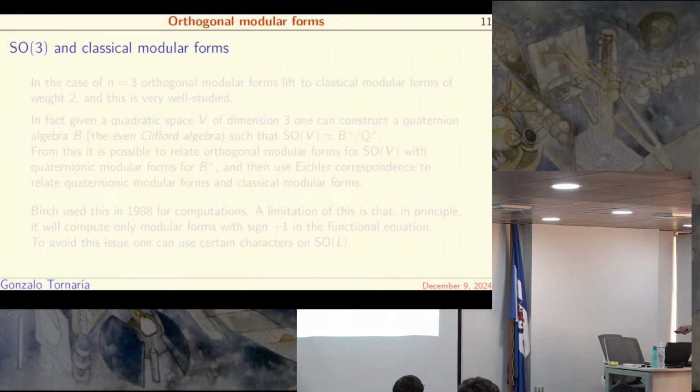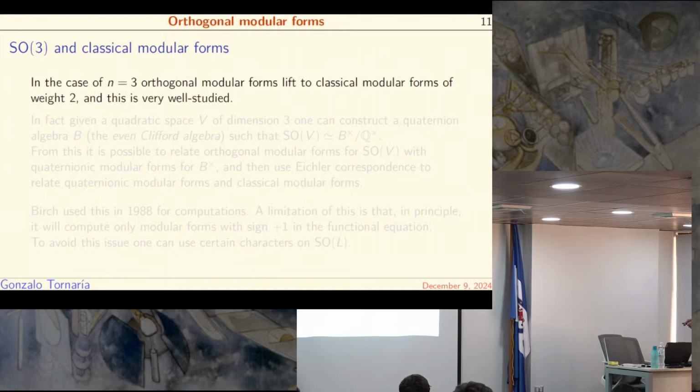Anyway, let me recall what I said was the classical case. This is very, very well known and has been studied for a long time, starting with Brandt and Eichler.